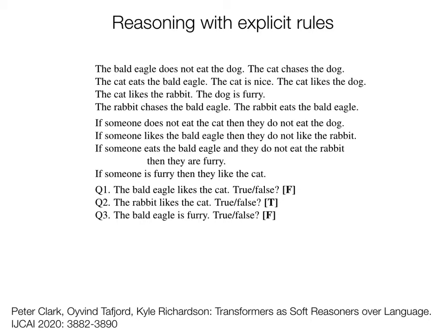In this case, we are given a text fragment that first states a number of facts, like the bald eagle does not eat the dog, the cat chases the dog, and so on, followed by a number of rules in an if-then format. For example, if someone does not eat the cat, then they do not eat the dog. Then at the end, there are true or false questions that the language model has to answer. Does it follow from the information given that the bald eagle likes the cat, yes or no?